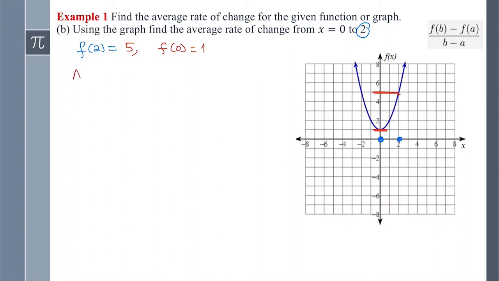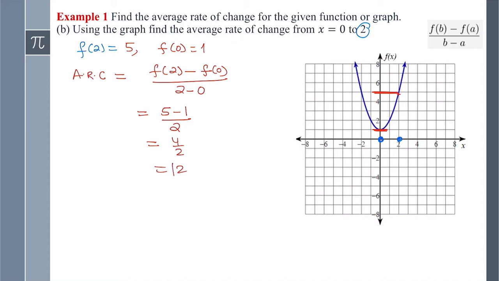So that means the average rate of change equals f of b, which is f of 2, minus f of a, which is f of 0, divided by b minus a. And f of 2 is 5, minus f of 0 is 1, divided by 2 minus 0 is 2, and that gives us 4 over 2, which is just 2. So in other words, if we draw a secant line going through these 2 points, this does not look like a straight line, but yeah, the slope of this line is 2.